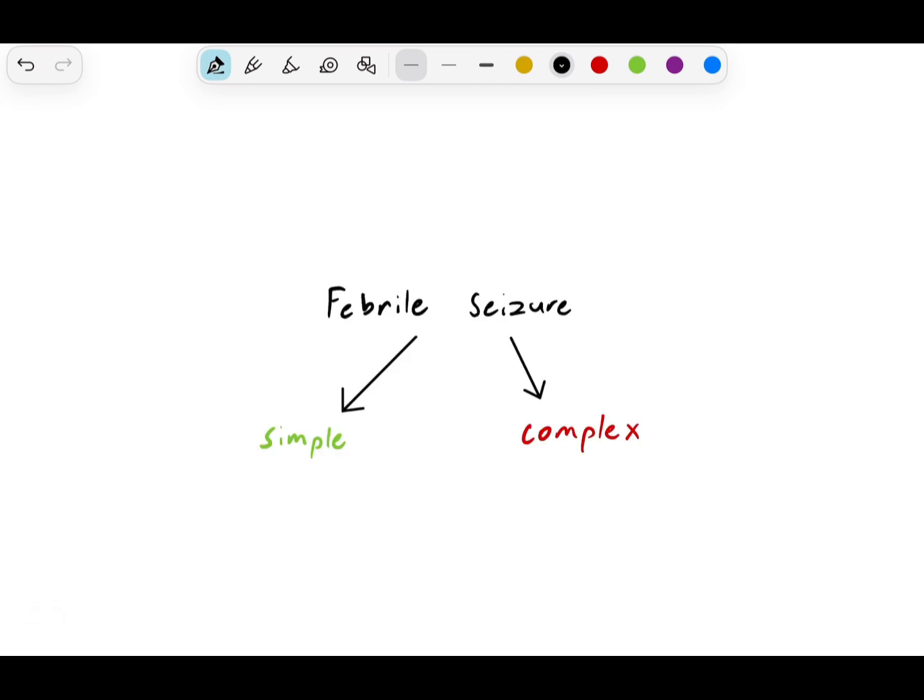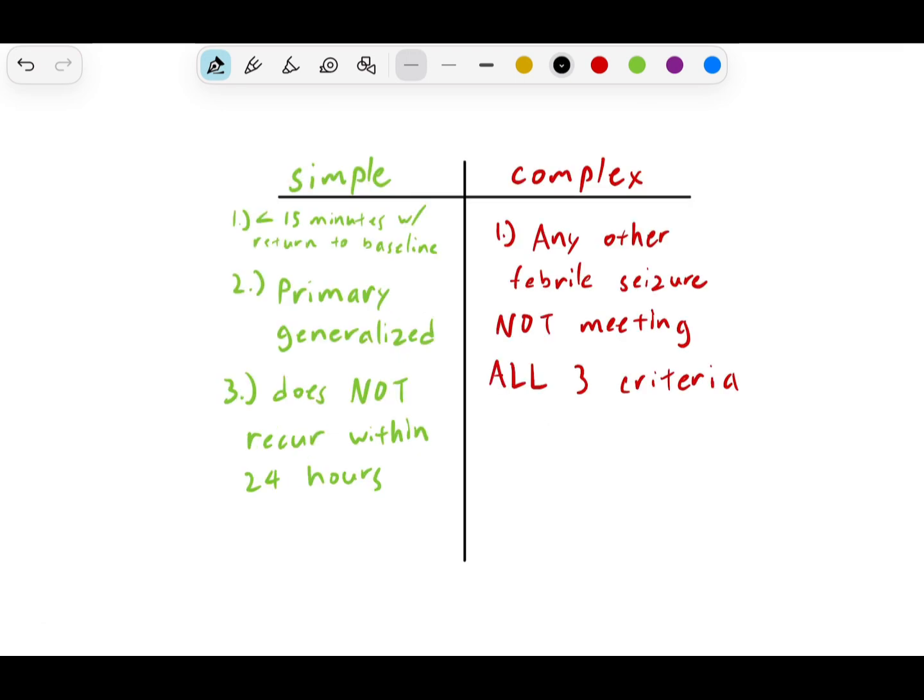And febrile seizures can actually be broken down into two different categories. They can be simple or they can be complex. So I'm going to go ahead and make a little chart to help break these two down. So here's a chart I put together. You've got simple on the left and then you've got complex on the right. So what makes a simple febrile seizure? And this is important because the management of these is actually different.